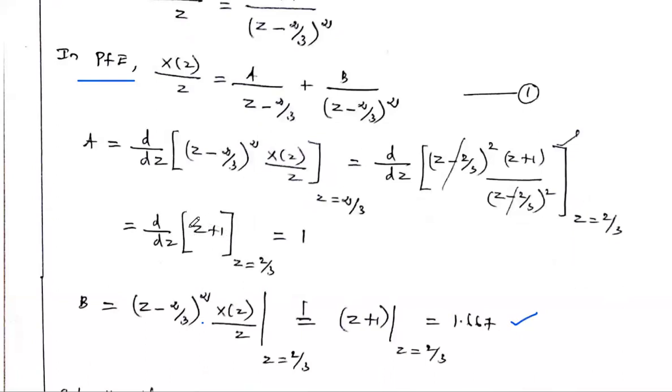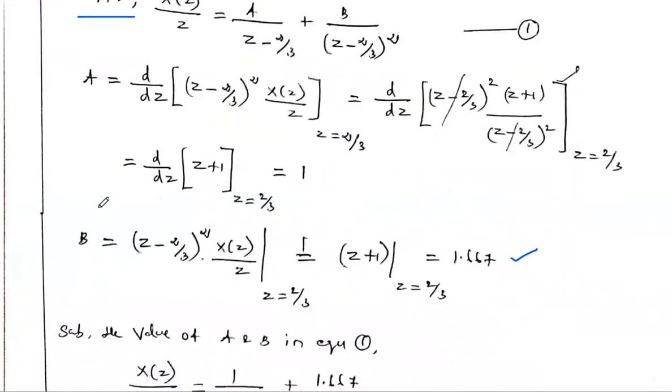So the first term, if you are differentiating z with respect to z, we will get the answer as 1. Then if you are differentiating the constant 1 with respect to z, it's a 0. So 1 plus 0. So the answer is 1 only. So the A is 1 and B is calculated as 1.667.